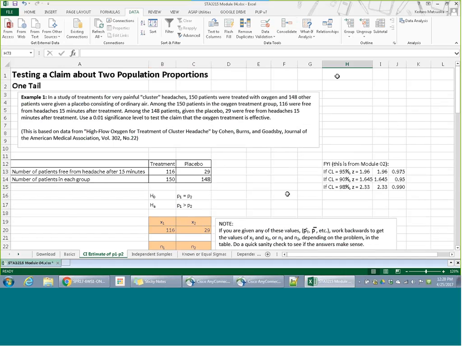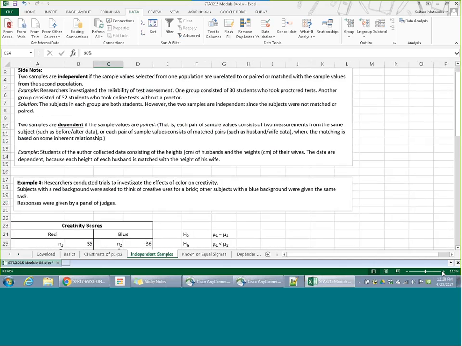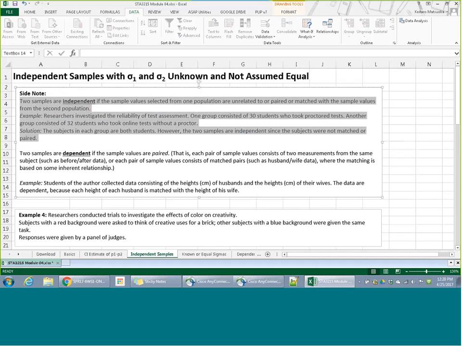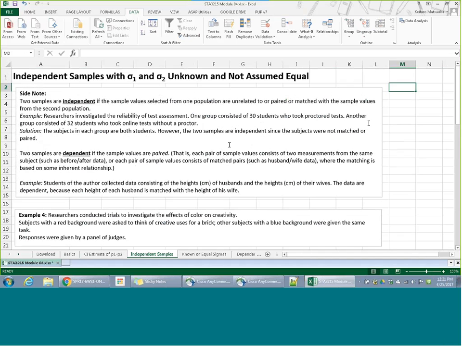Let's go to independent samples. Here's independent samples. Here's the dependent samples. Basically, dependent samples are paired. And for this tab, we're looking at independent samples, looking at the means, and we don't know sigma 1 and sigma 2. We don't know the sigmas, and we assume they're not equal.